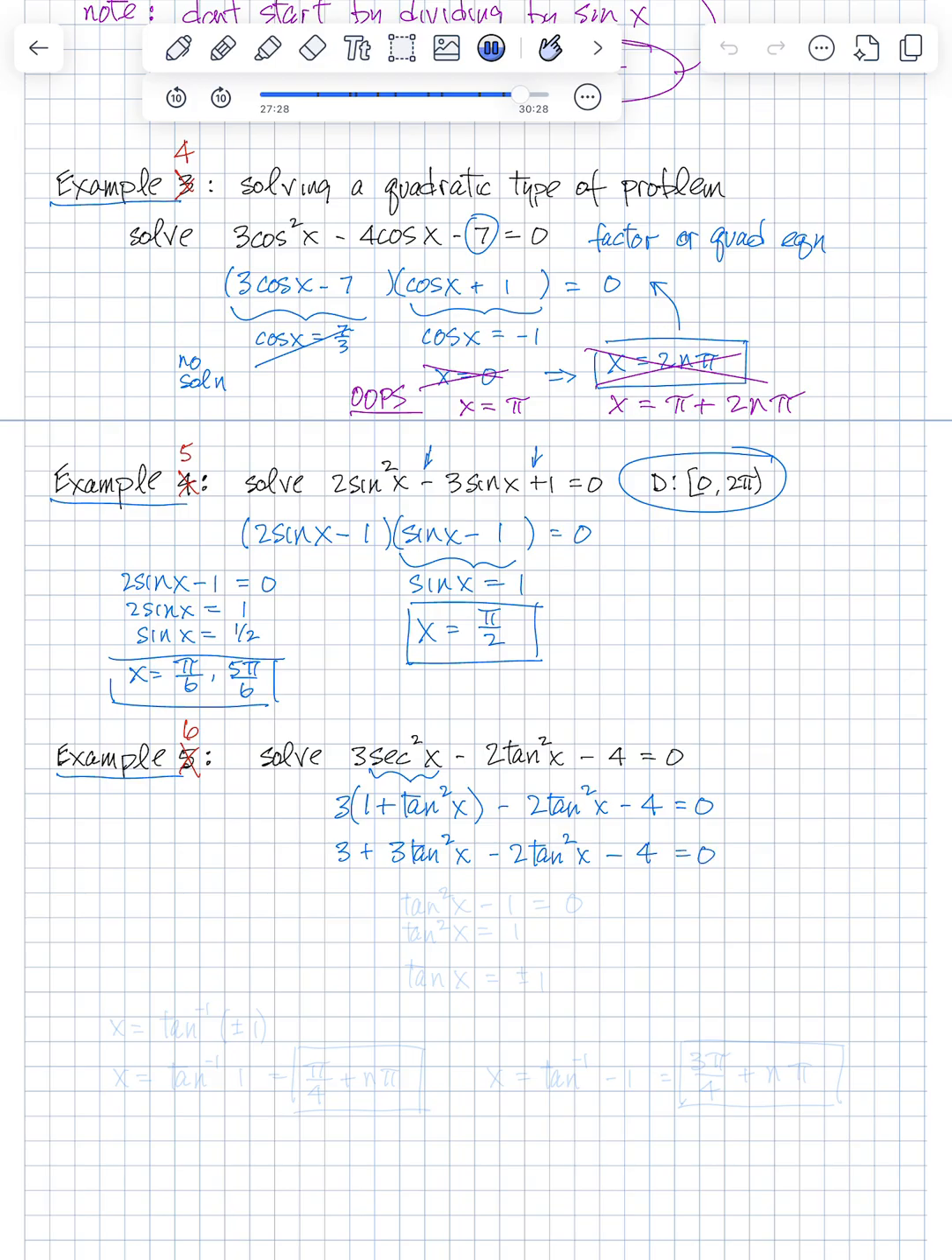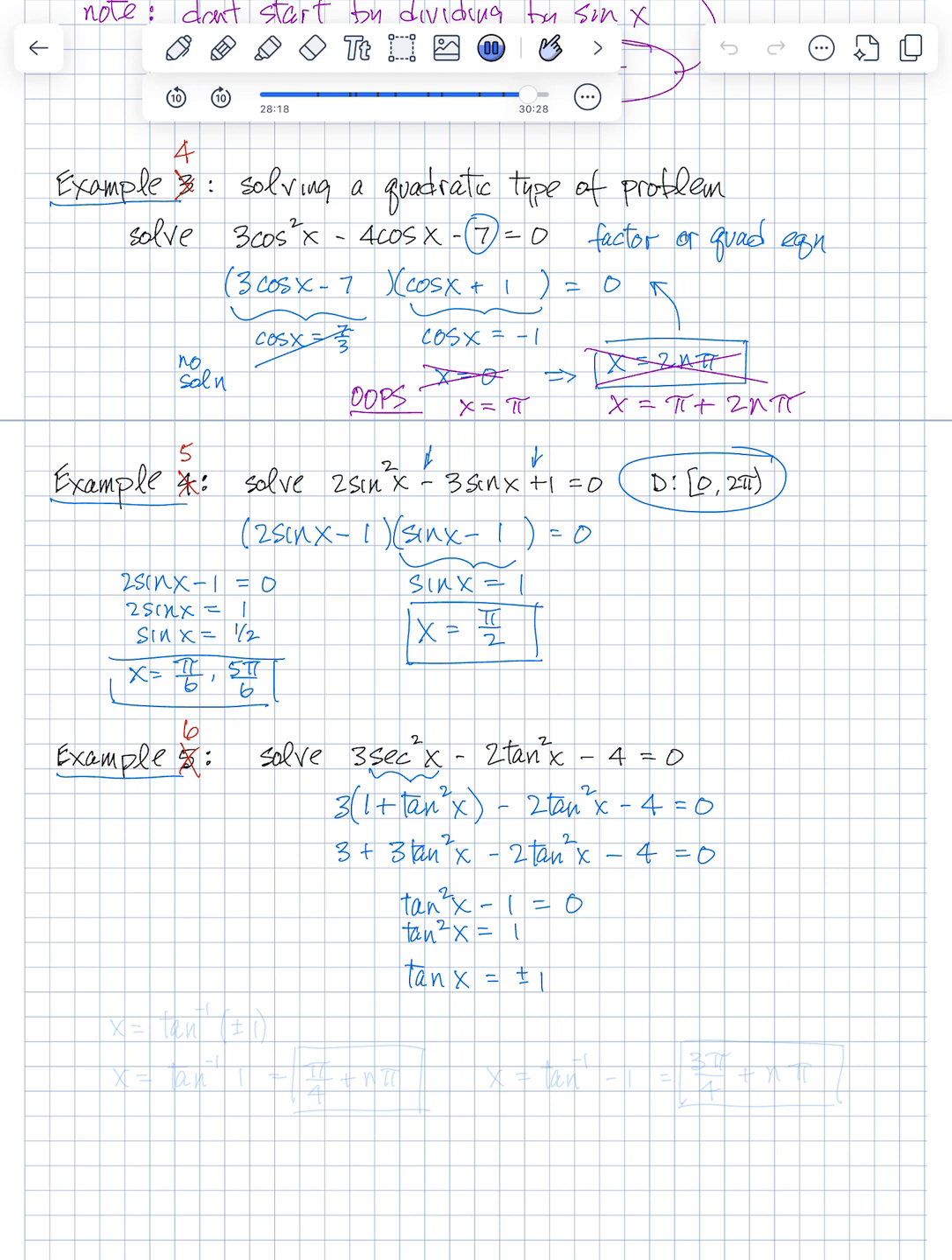Well, we can combine the 3 and a negative 4. It gives us a negative 1. We also have a 3 tangent squared x minus a 2 tangent squared x, so that's just going to give us a 1 tangent squared x, or just tangent squared x. A 3 and a negative 4 is a negative 1, and that is equal to 0. So we can just say the tangent squared x is equal to 1. And then we're going to say tangent x, taking the square root of both sides, is equal to plus or minus the square root of 1, which is just 1. So tangent x is plus or minus 1.